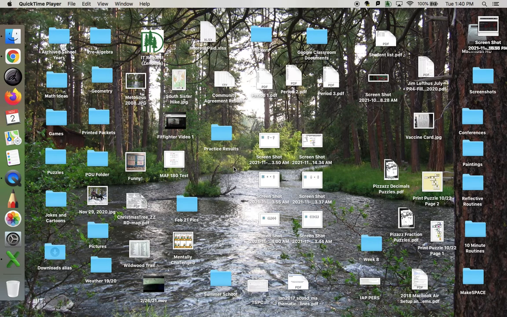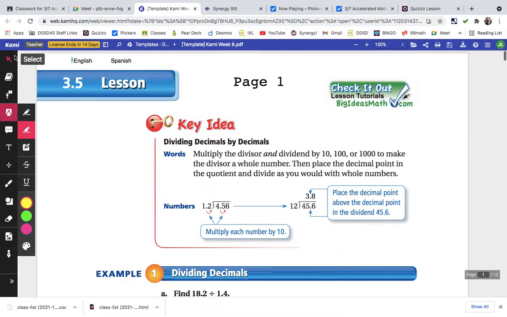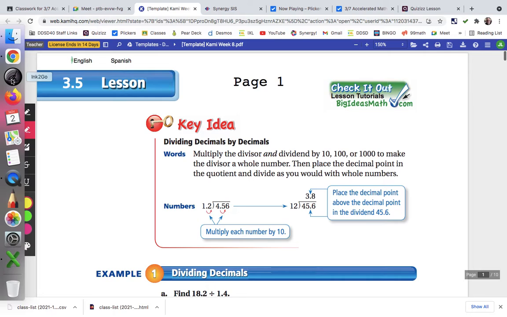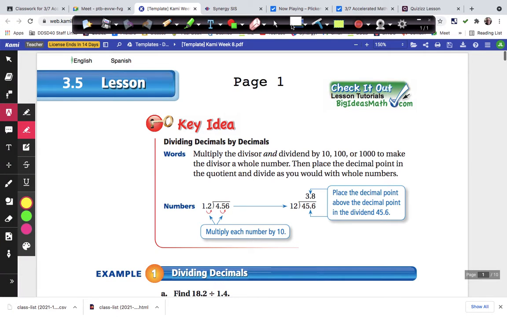This is a recap for Monday, November 2nd. So, in class, what we did is we started off with a review of how to simplify an answer when we're multiplying fractions or dividing fractions.